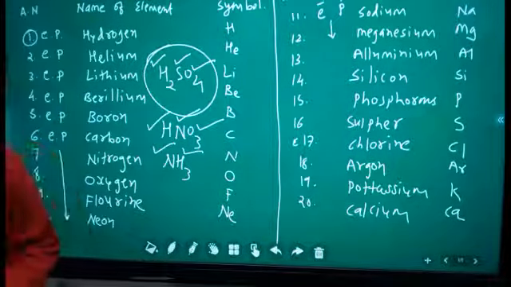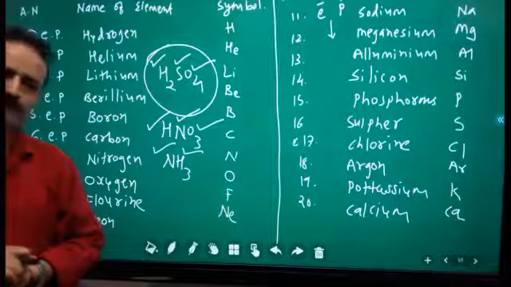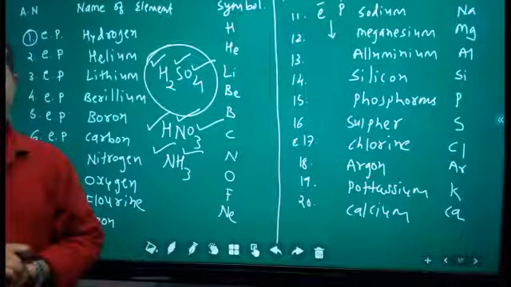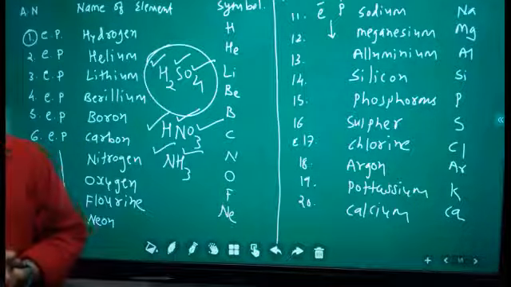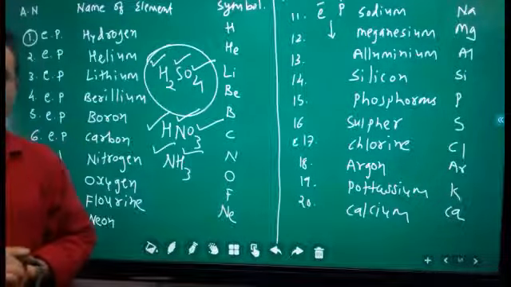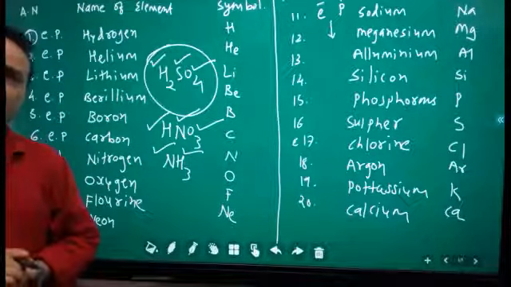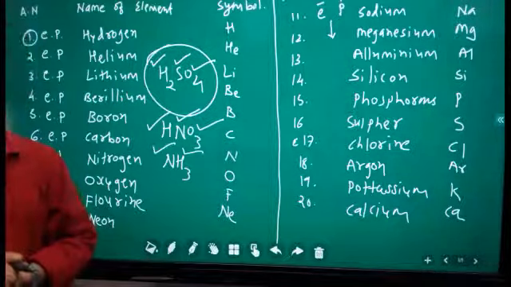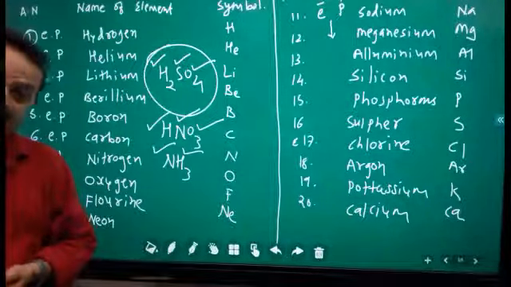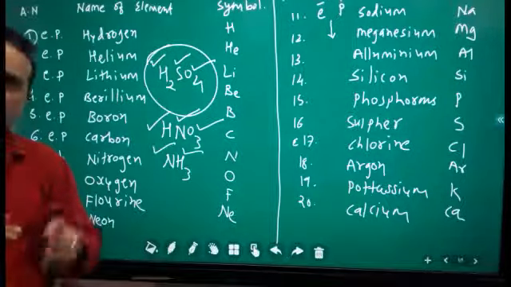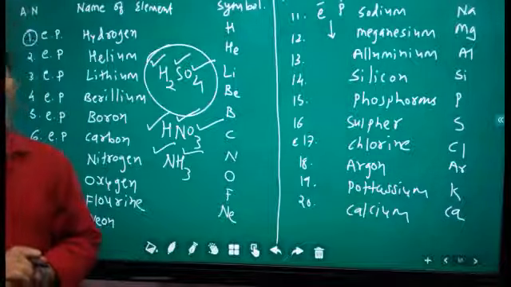Hi friends. So these are the first 20 elements, with their names, atomic numbers, and numbers of electrons. The numbers of electrons and protons are equal in any element, so the element is neutral. Now, how can an element get a positive charge or a negative charge? This is also a very important topic for understanding molecular formulas.